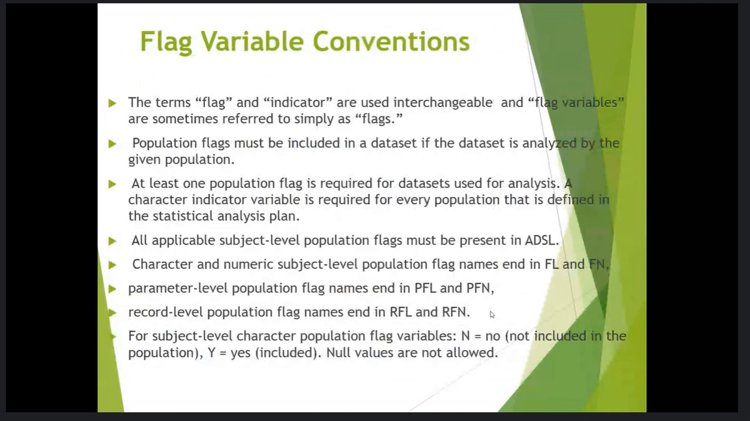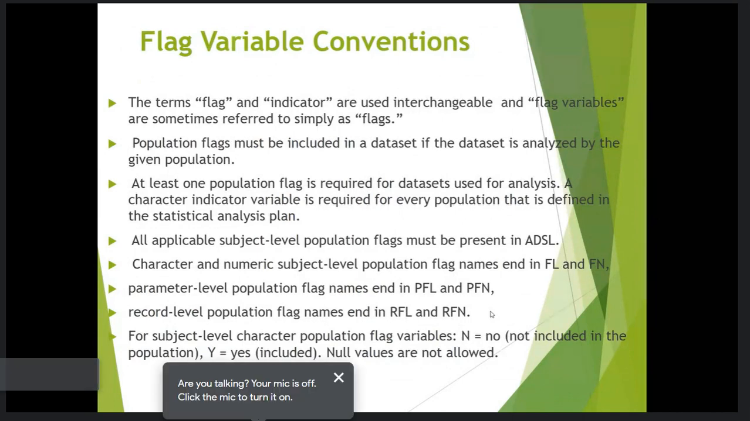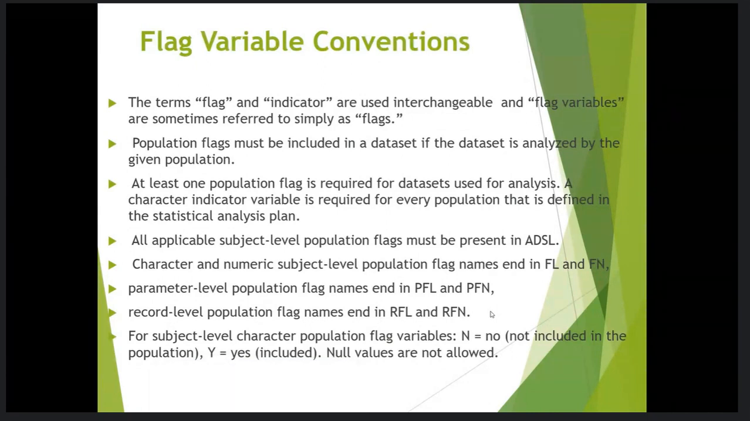And then we are going to have a flag. Flags are also called indicator variables. So if you have anything ending in FL, that is a flag. Population flag, PFL is a parameter flag, RFL is a record flag. If it is a population flag, we are going to have an FL. FL is a population flag character. FN is a population flag numerical.